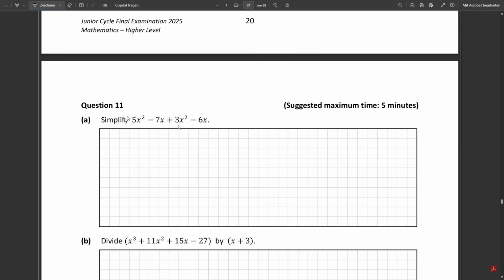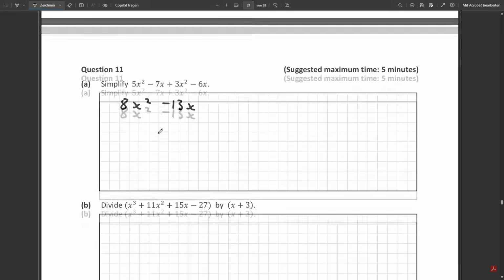We're asked to simplify this, so we add like terms. So 5x squared plus 3x squared gives us 8x squared. And then minus 7x minus 6x is minus 13x. Nothing really else you could factor, but they don't ask you to.